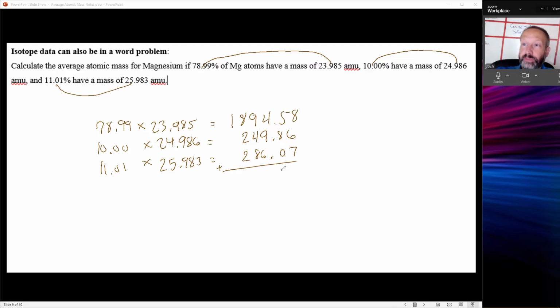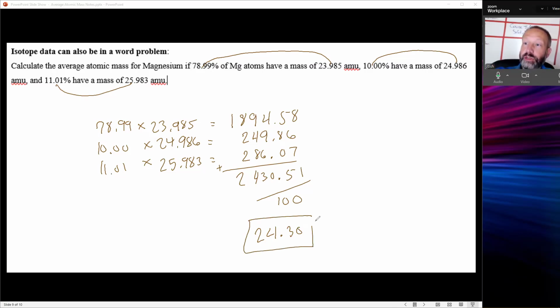That was my bad. Okay, I'm definitely going to run this all through the calculator. 1,894.58 plus, look, I'm letting the calculator do the work. 249.86 plus 286.07. Just letting the calculator do the work. I get 2,430.51. And then last step, right, divide by 100. So my final answer is going to be 24.30.